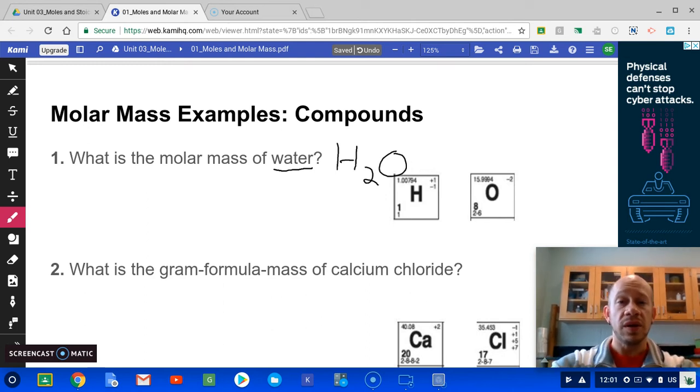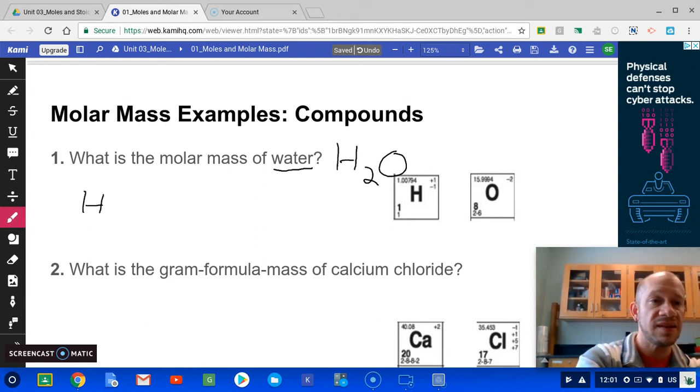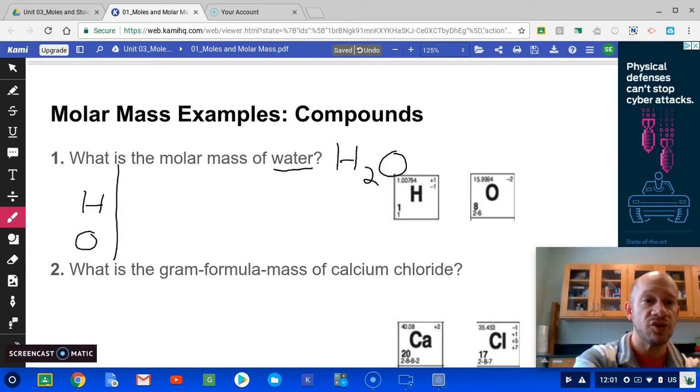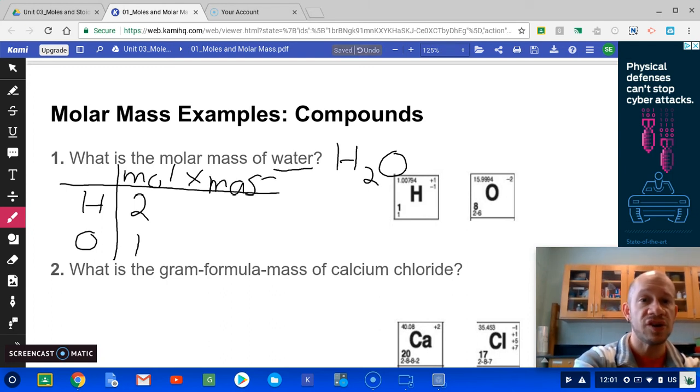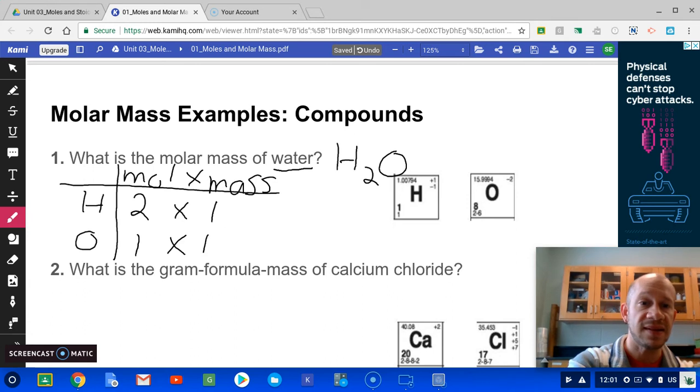So in order to calculate the gram formula mass, I'm going to list all of my elements. This is what I call the chart. I'm going to make a nice column. I have 2 hydrogens, 1 oxygen. So that's the number of moles of each one that I have. I'm going to multiply that by their masses. So the mass of hydrogen you'll get from the periodic table is 1.00791. So I'm just going to round that to 1. The mass of oxygen is 15.9994. So I'm just going to round that to 16.